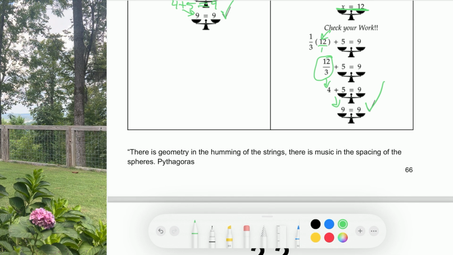All right, so let's look at our quote. There is geometry in the humming of the strings. There is music in the spacing of the spheres, by Pythagoras.